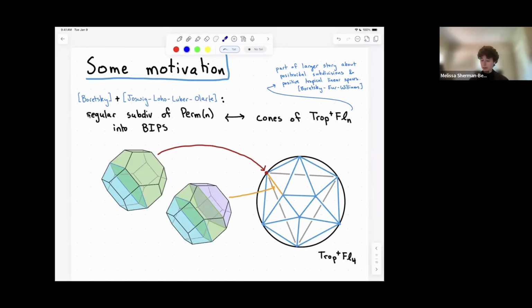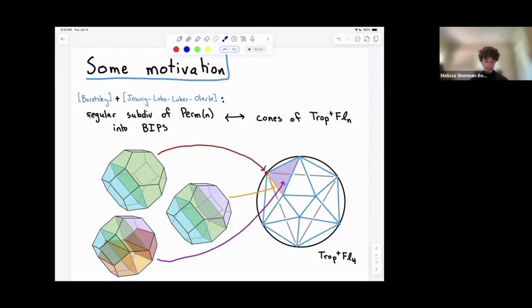Then I can keep going. I can walk from this edge into this three-dimensional cone, and I get a subdivision that looks like this. Again, I've done a refinement. It's a little harder to see, but I've taken all three of the polytopes here and cut them further into pieces. So that's how the correspondence works. Each cone in here gives me a regular subdivision of the permutahedron into Bruhat interval polytopes.